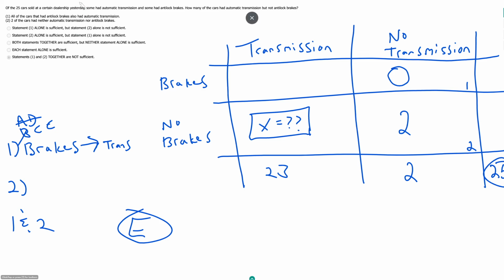That's a pretty straightforward, easy overlapping set problem. You want to be able to recognize this pretty quickly.